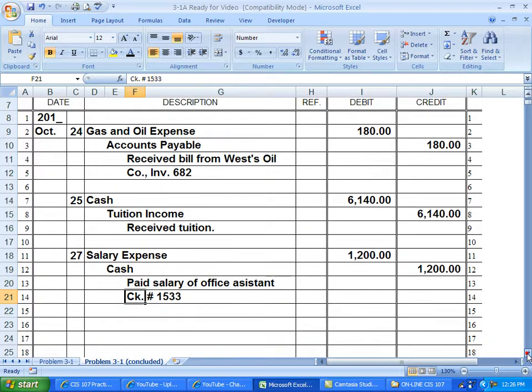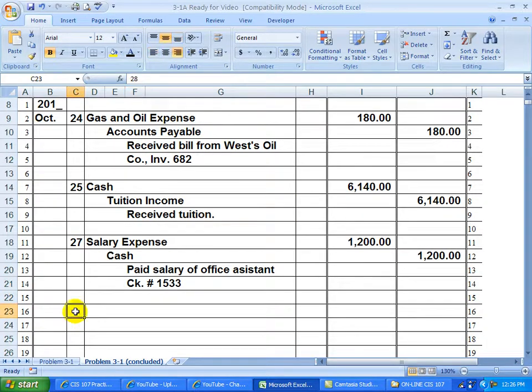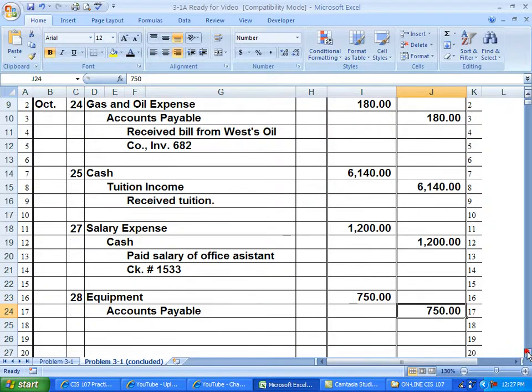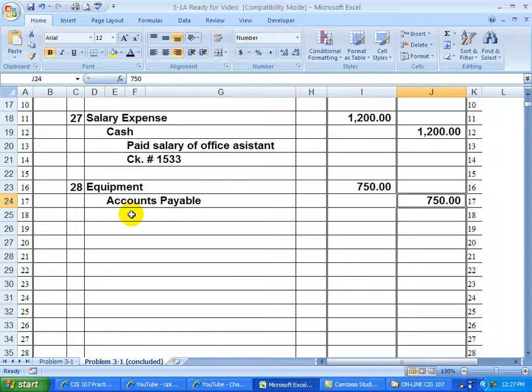So moving along to the next one, skipping a line on the 28th, talks about buying a photocopier. So here's the date, and photocopier would go into equipment in this case. That's increasing, so we debit it. And we're buying on account, not cash, so accounts payable is getting bigger, so that's a credit. And in our explanation here, we're going to indent again, and it just says we bought a photocopier and who we bought it from, and the invoice number.